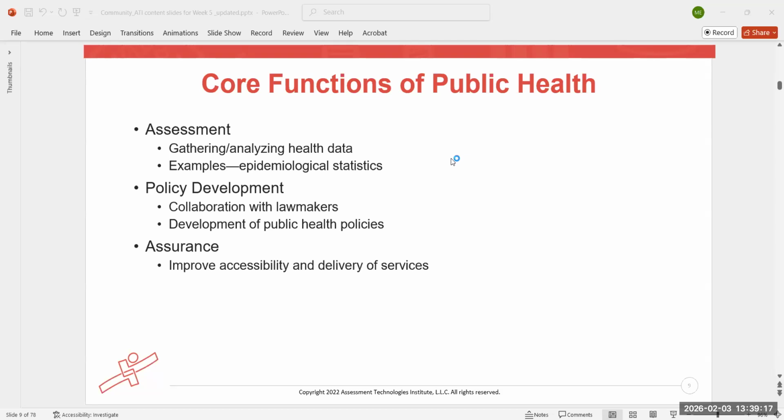You also want to take into account policy development. So working within community public health, how do we help in the development of public health policies? How do we collaborate with lawmakers? Because change takes time. So you want to support and elect individuals who have similar ideas, thoughts, and goals for the community in general, as what you do to help see that change be done.